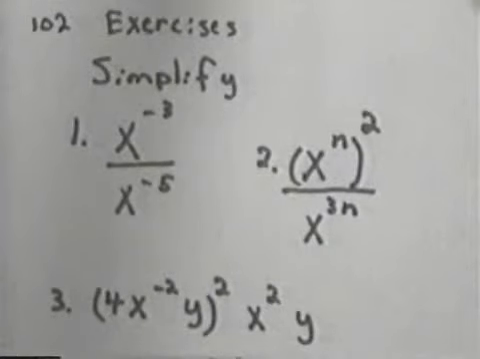The first one, x to the negative 3 divided by x to the negative 5. The second one, x to the nth power all to the second power divided by x to the 3n. So x to the n raised to the second power divided by x to the 3n. The third one, 4x to the negative 2y, quantity squared, times x squared times y.